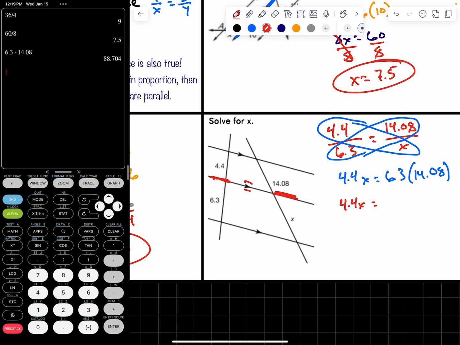We get 88.704. And then once we get that, we can divide both sides by 4.4. X equals 88.704 divided by 4.4. So we have 20.16.